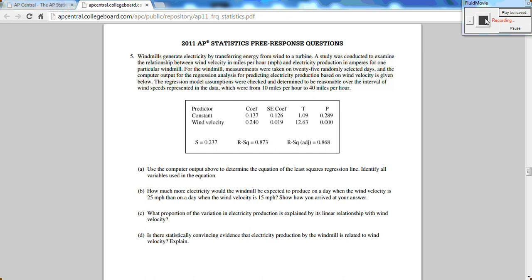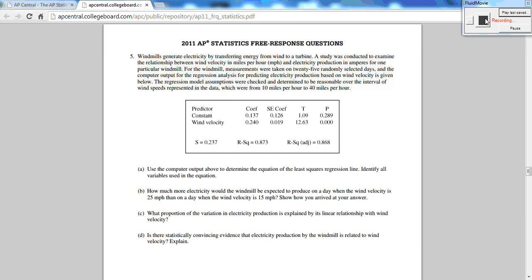There are 2 ways you can do this. You can take that prediction equation, plug in 25 for wind velocity, then 15, and subtract to find the difference. Or else, you can interpret the slope and just use the slope. The slope of 0.240 says as wind velocity picks up by 1 mile per hour, the electricity production should increase by 0.24 amps. The difference between 25 and 15 is 10, so we're picking up 10 miles per hour, which means we're going to produce 2.4 additional amps of electricity. And that's all you have to do for part B.